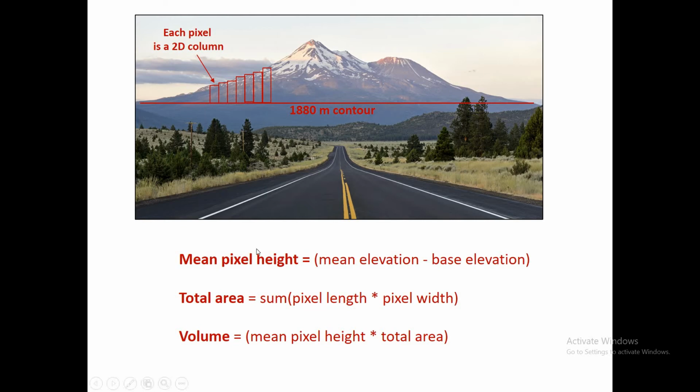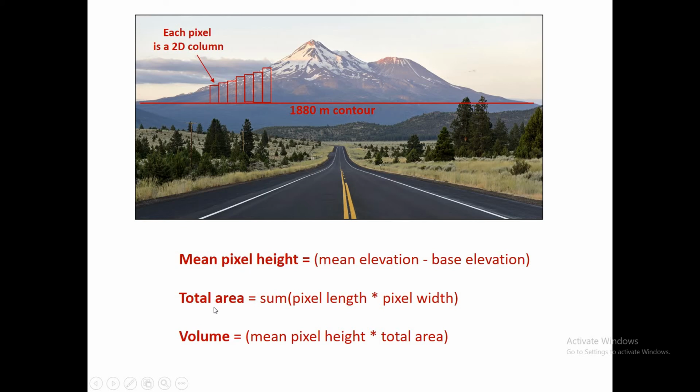And the way we're gonna do that is we're gonna first determine the mean pixel height. So we're going to figure out the mean elevation of all the pixels that make up Mount Shasta, and imagine each one as a column. Then we're gonna subtract off the base elevation here. So the mean pixel height will be the height of a pixel minus the base elevation of 1880, and then we'll average all the pixels to get the mean pixel height. So it's not the mean elevation, right?